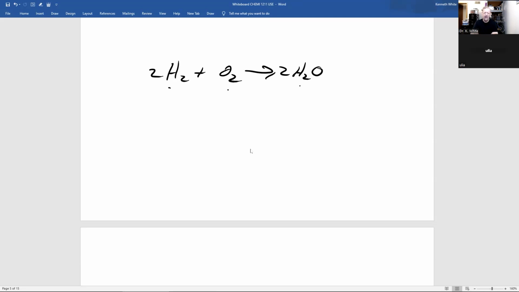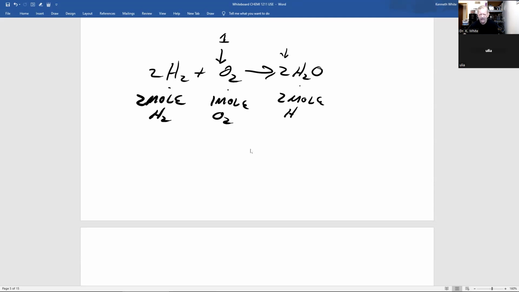But what do those coefficients now mean? And again, this is one of the most powerful things I know in all of chemistry. What it now means is you react 2 moles of hydrogen gas. When there's no coefficient, that's the number 1. You react 1 mole of oxygen gas. And what do you make? You make, look at the coefficient, 2 moles of water.